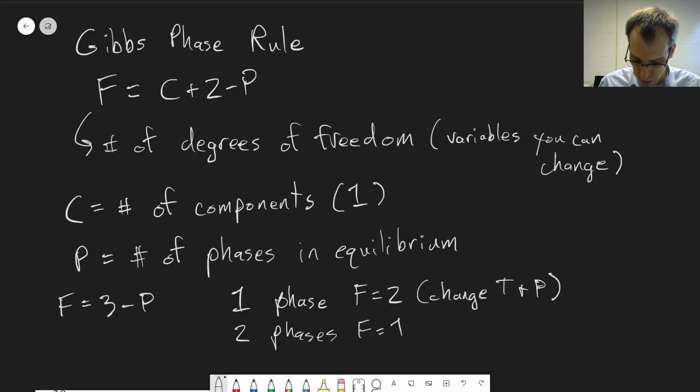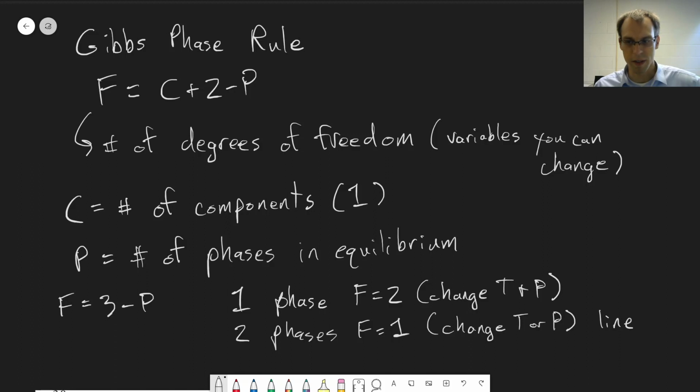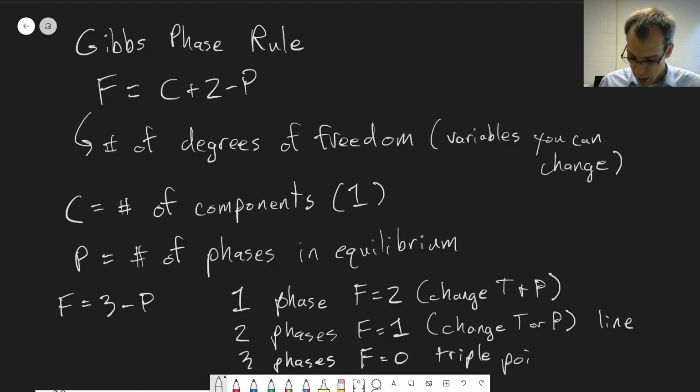If you have 2 phases, then F will only equal 1, so you can change only one of temperature or pressure and have those 2 phases remain in equilibrium. And so this will give you a line. This will give you those coexistence curves that we were looking at. And if you have all 3 phases in equilibrium, F equals 0, and you get the triple point, right? So for a single substance, if we have just one component, not a mixture because there's only one component, we see this behavior.